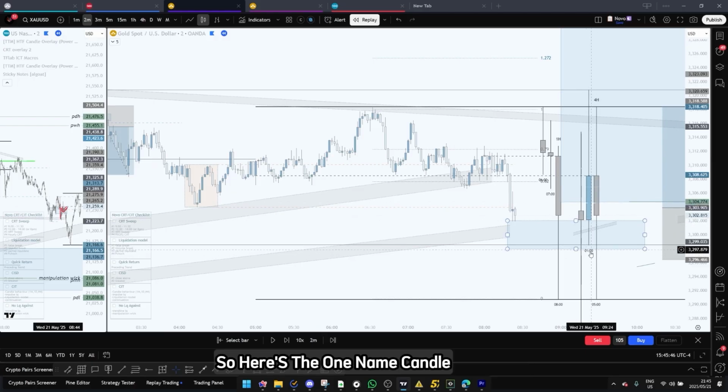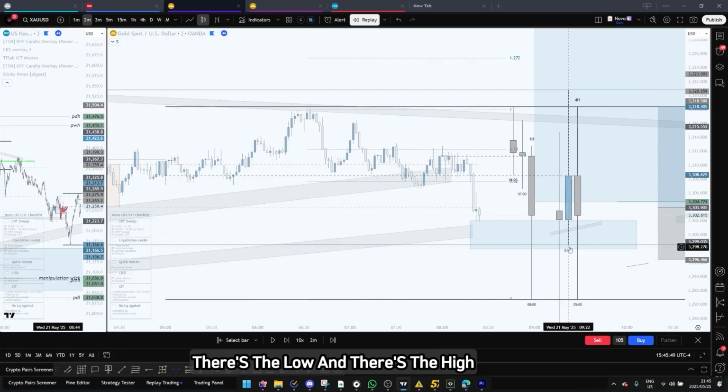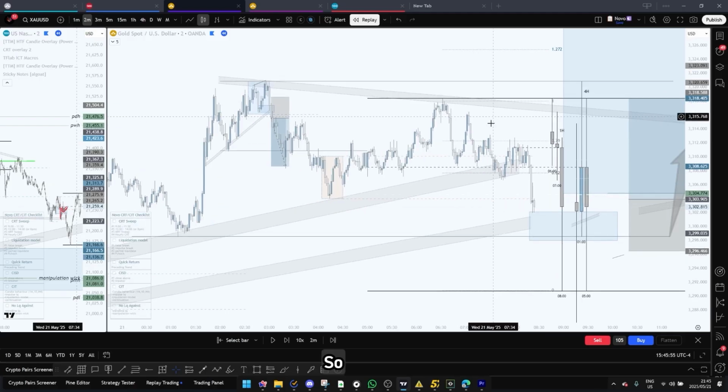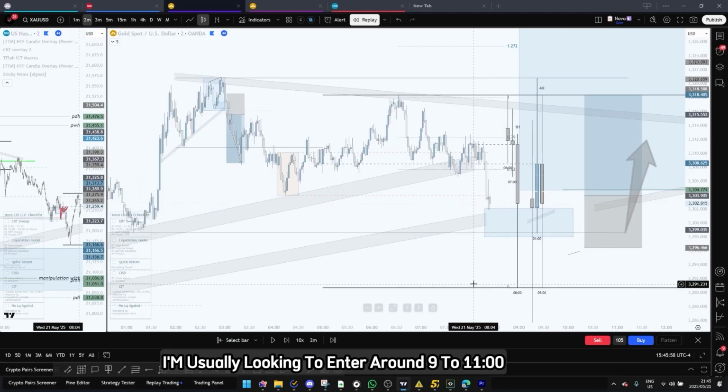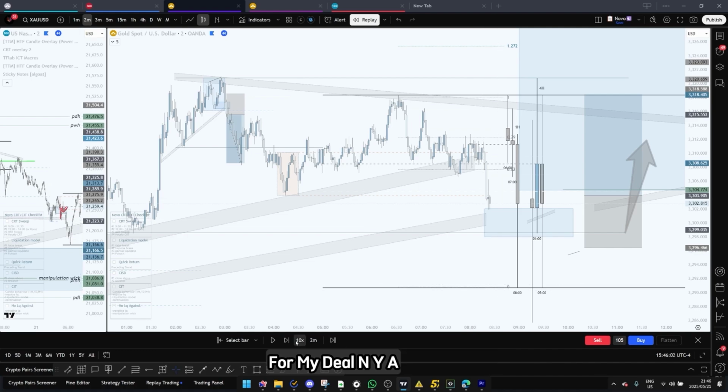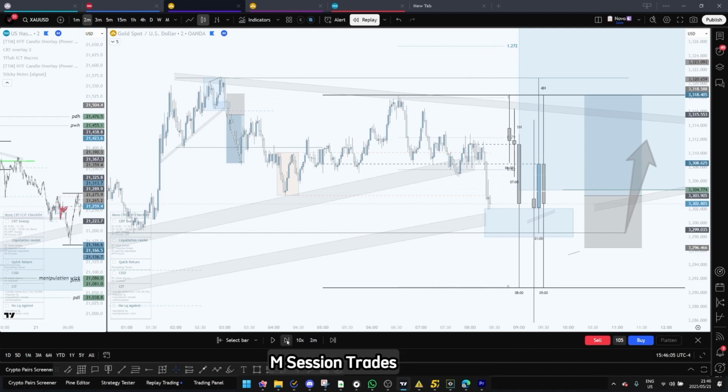So here's the 1 a.m. candle. As you can see over there, there's the low and there's the high. So this is actually my main draw on liquidity. When I'm looking for price, I'm usually looking to enter around 9 to 11 o'clock in my AM session trades.